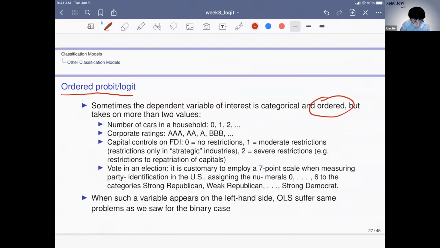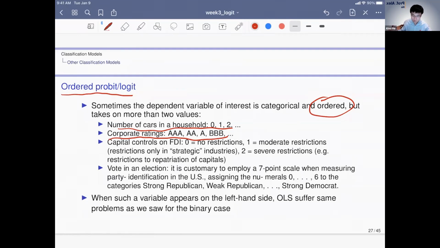And examples of this can be the number of cars: 0, 1, 2. These are different categories, but there's an order among them. And a very good example is the corporate bond ratings. So you have AAA, AA, A, and BBB, etc. This is a perfect example to use the ordered probit because you have these categories, and AAA is better than AA, and that's better than single A, and that's better than BBB.